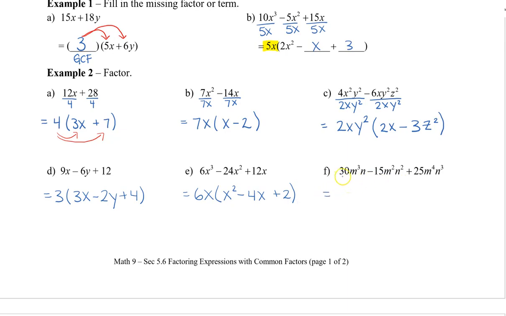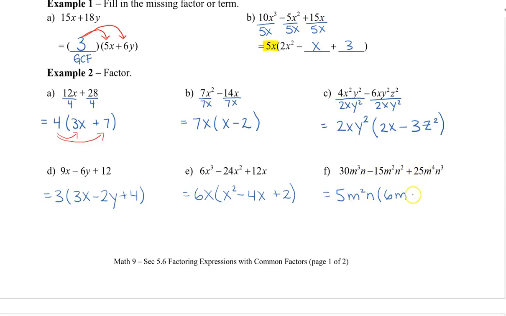This is a big one. So 30, 15, and 25. GCF is 5. The variable with the smallest exponent is m squared and n. So we can take a mix and match of different variables from different terms. So dividing, 30 divided by 5 is 6. M cubed divided by m squared is m. N's cancel off.